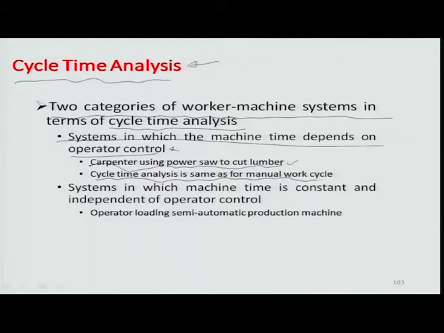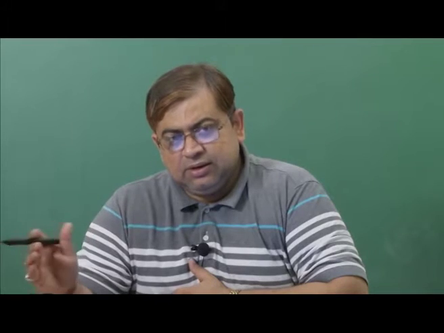So the cycle time analysis is the same as the manual work cycle, because obviously whenever the effort is being done by the human being, the power, although coming from a machine, does not make much of a difference to the time. So the amount of time that the human being does effort in terms of, let us say, thinking or pressing buttons or somehow controlling a machine would typically be the work that is being rendered. There is no additional work done by the machine when it comes to finding out the total working time.